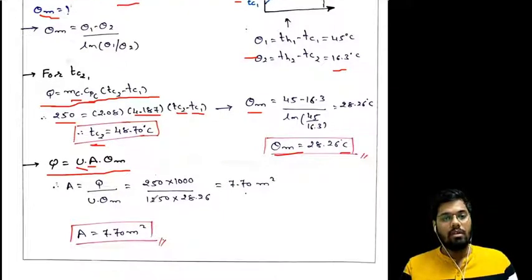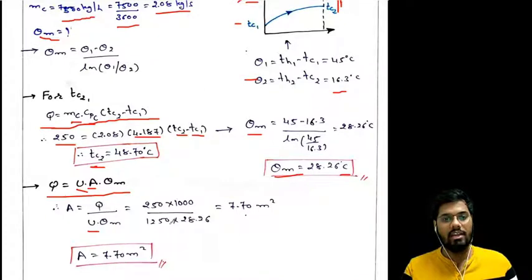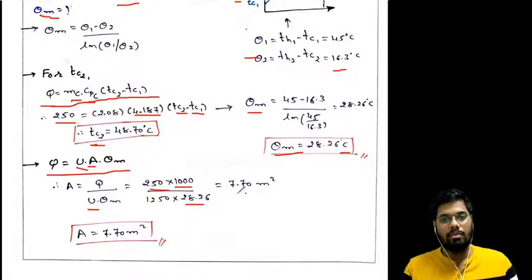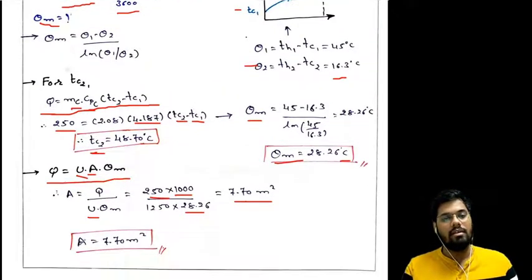Now in this equation, we put the value of U as 1250, which is in watt per meter square degree Celsius, and Q is in kilowatt, so we need to convert this 250 kilowatt into watt by multiplying by 1000. Theta m we already found as 28.26, so the value of area would be 7.70 meters square. So this is our final answer, theta m and the area required to handle this load.